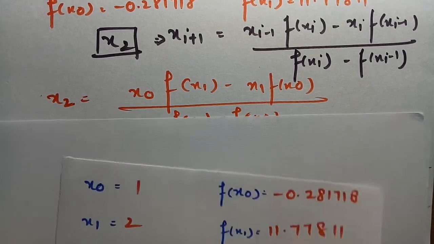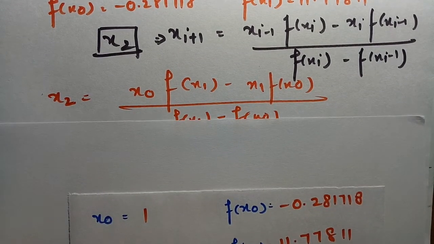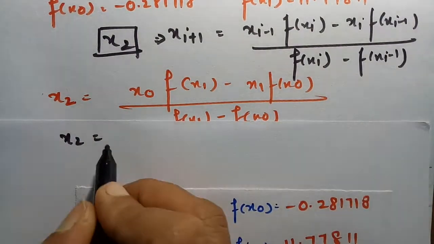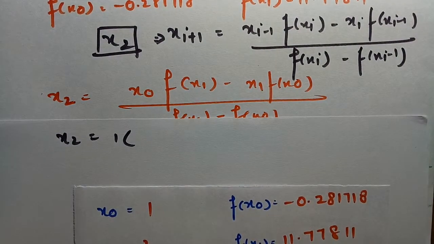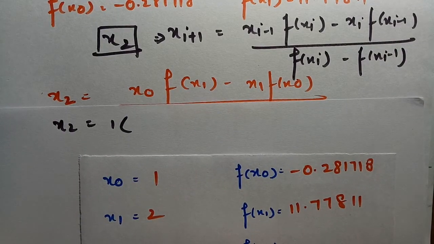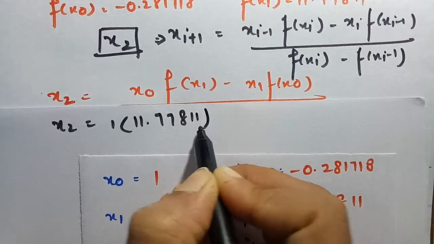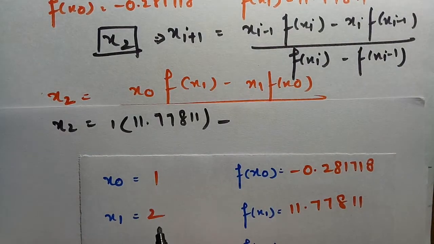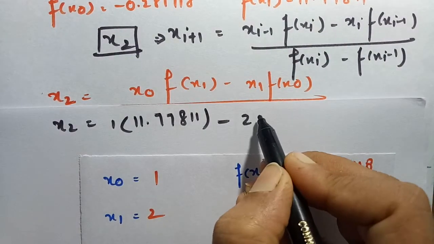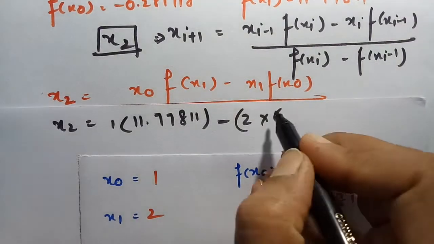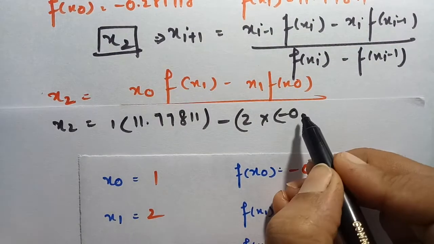These are all the values which I am putting here, and x2 value will be x0 into f of x1, minus x1 into f of x0. What is our x0 value? This is 1 into, what is f of x1? f of x1 value is nothing but 11.77811, minus x1. What is our x1 value? This is 2 into f of x0. f of x0 value is minus 0.281718.